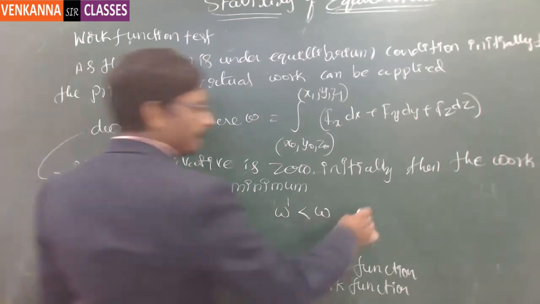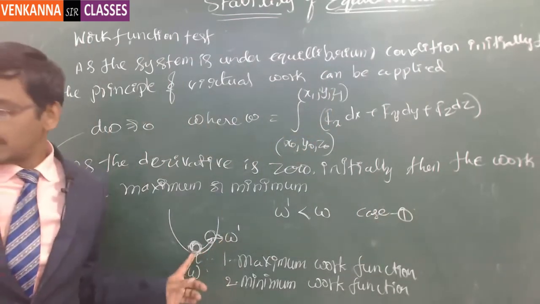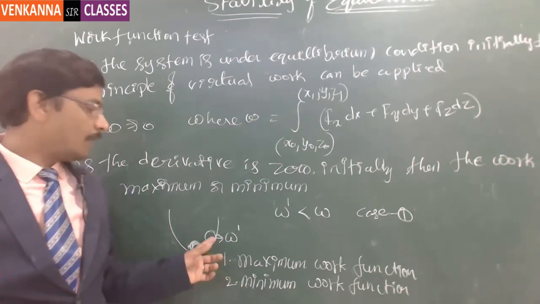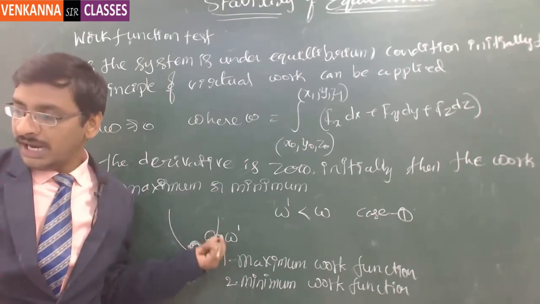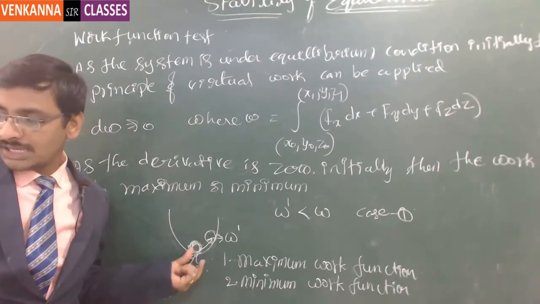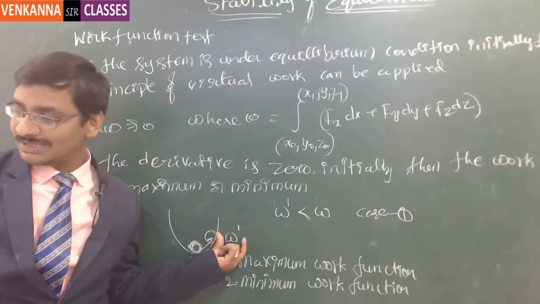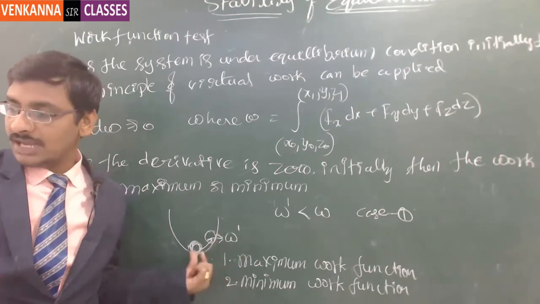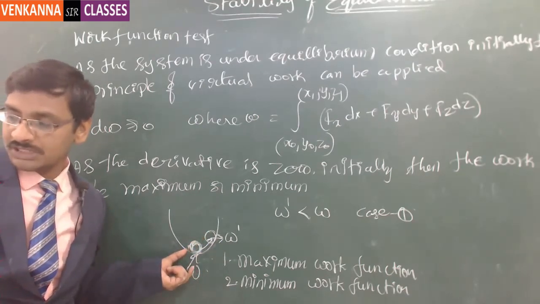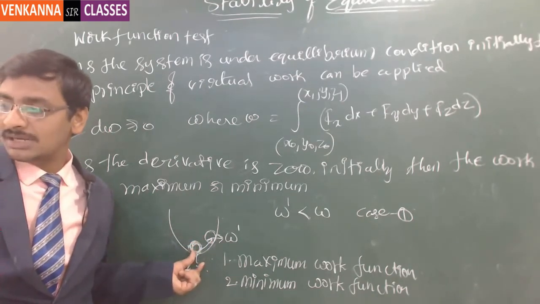So if you take case 1, the work is more at this particular location. If you try to move it up, then the external force, whatever you have applied, will always try to bring it back to the original position. In this case, W dash will be less, so it will try to bring the ball down so that it has the maximum work function at this location. That means if there is a maximum work function, it will bring it back to the original position. Hence this is under stable equilibrium.